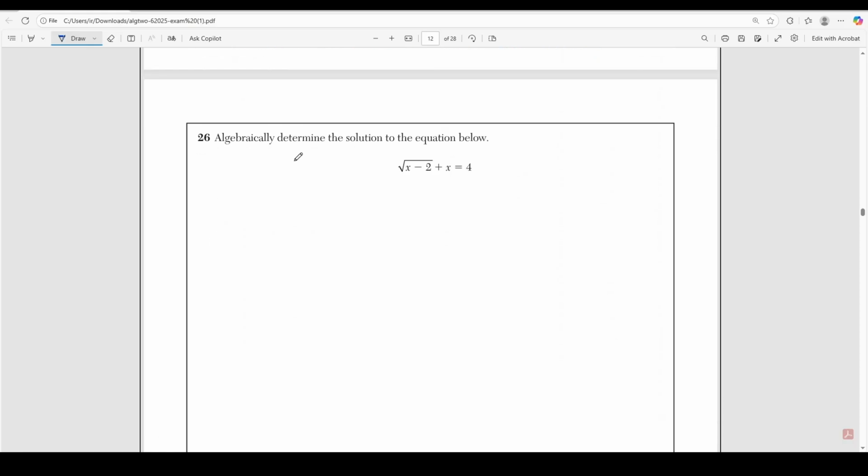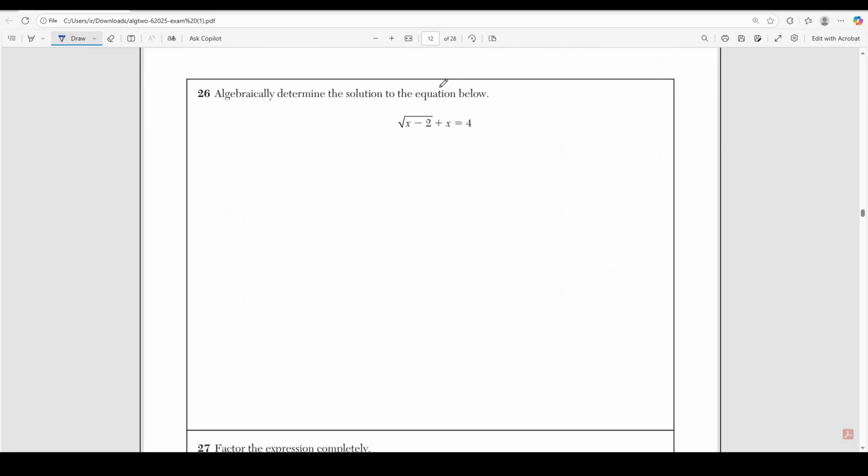Number 26 asks us to algebraically determine the solution to the equation below. In this case, I have a square root of x minus 2, so at some point I'm going to have to get rid of that square root. Whenever you have a situation like this, you want x's on both sides of the equal sign. So I'm going to subtract x on this side, and it'll be clear why soon. Now I have the square root of x minus 2 is equal to 4 minus x.